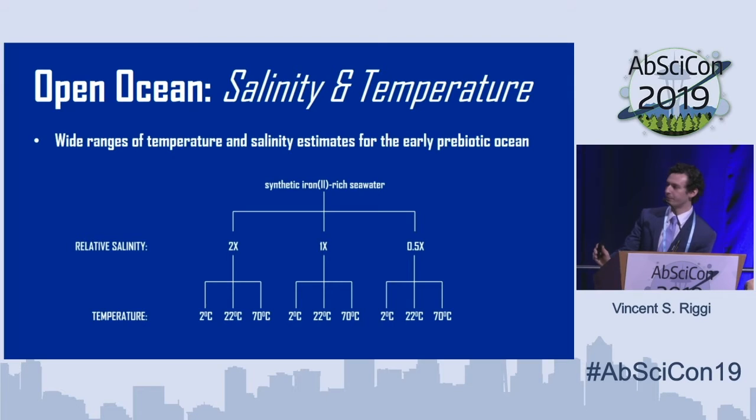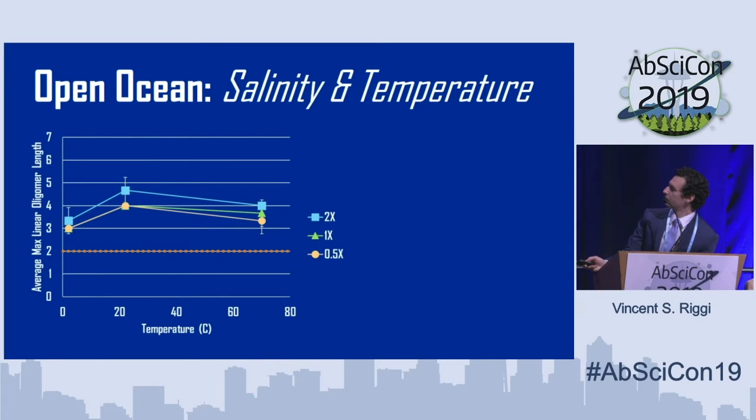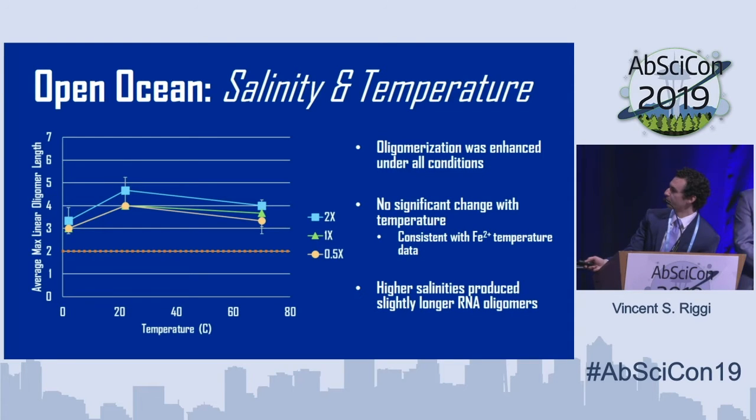Let's push it a little bit farther, because we don't know exactly what the Hadean looked like, as we've discussed throughout this conference. So let's test a range of salinities and a range of temperatures. So here we have twice modern salinity, half modern salinity, and modern salinity in green. And we see that, as we would probably expect, slightly higher salinity produces slightly longer oligomers. All of these are above our negative control. And as I showed before, there's no relationship with temperature because we're below that 10 millimolar level for iron.